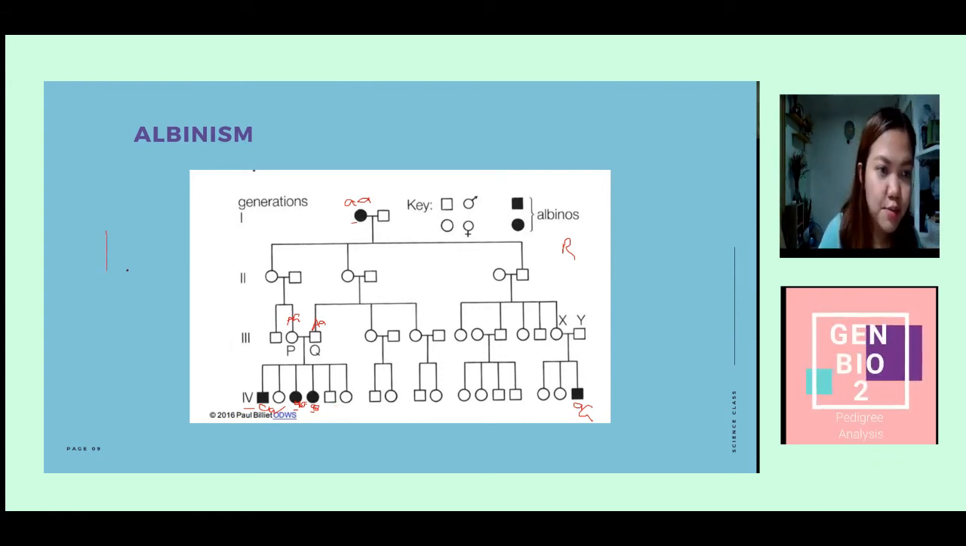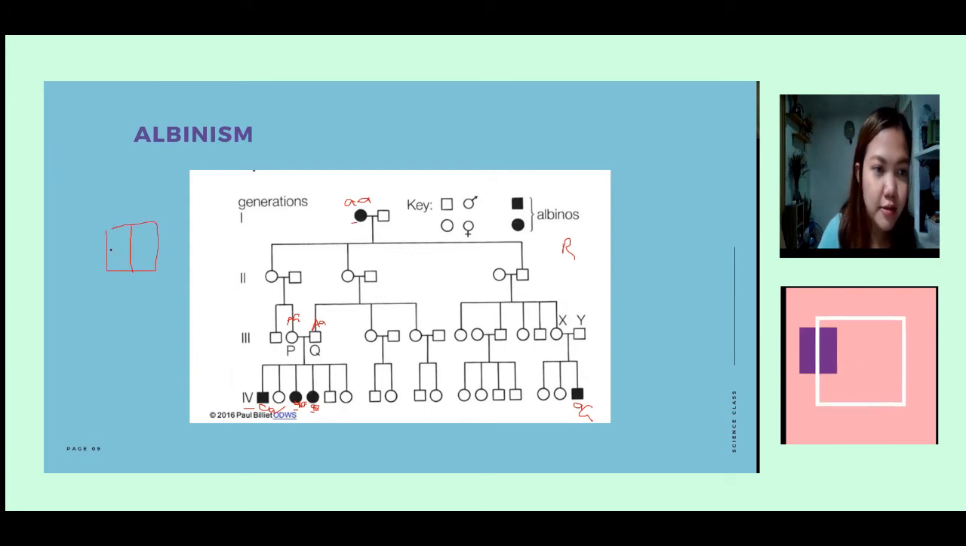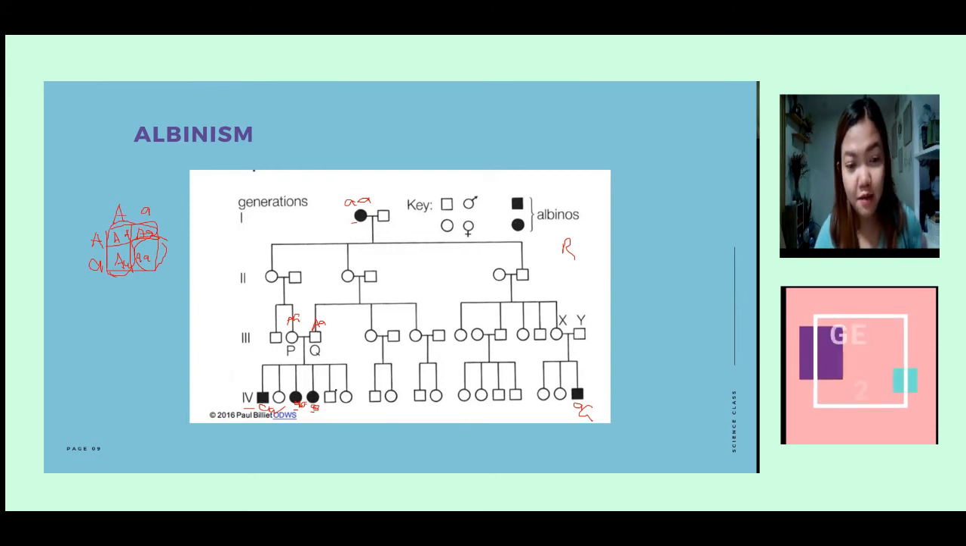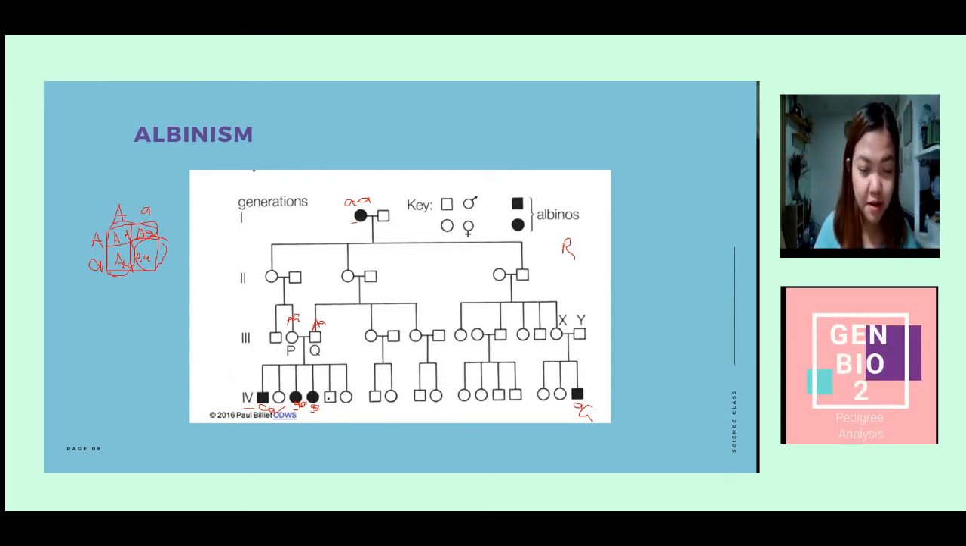So, let's try to do the Punnett square again. Kung pinag-cross mo yung dalawang hetero, alam ko, nagsasawa na kayo. Ulit ako, pero ulitin ko ulit. So, you have this result. So, you have 25% of having affected offspring and 75% of unaffected offspring. So, katulad ng dito, meron tayong unaffected and meron tayong affected.